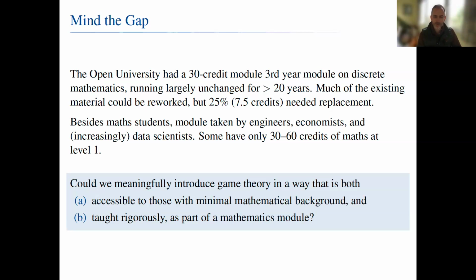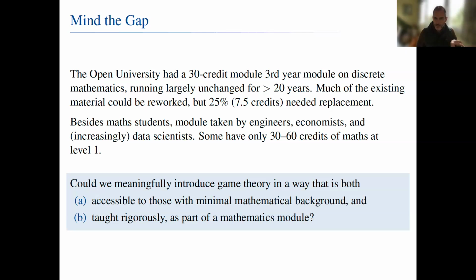So we had about a 7.5 credit gap in this module, which we needed to put something into. And we had a little look around about what we might be able to do. You know, we could do more of the discrete maths we're currently doing or whatever. And somehow the idea of game theory came along. Partly because this module, although we regard it as something in pure maths, is taken by a whole bunch of other students from different degree pathways. Engineers and economists are probably the most common ones, at least historically, but now increasingly data science is coming in.